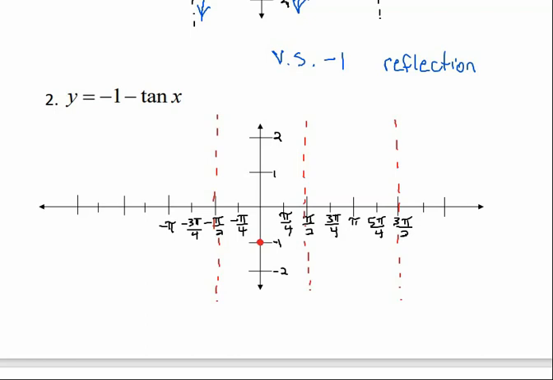And then at negative pi over 4, instead of it being at negative 1, we move it down one space to negative 2. And instead of at pi over 4 being at positive 1, we're going to move it down to 0. So that's going to give me my points for my tangent wave. Okay, and I'm going to do one more. So this would be at negative 2, at negative 1, and at 0.